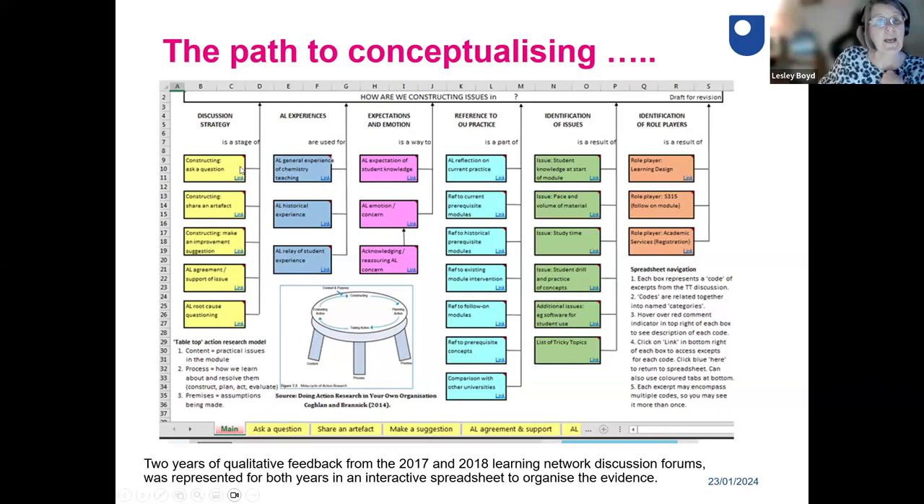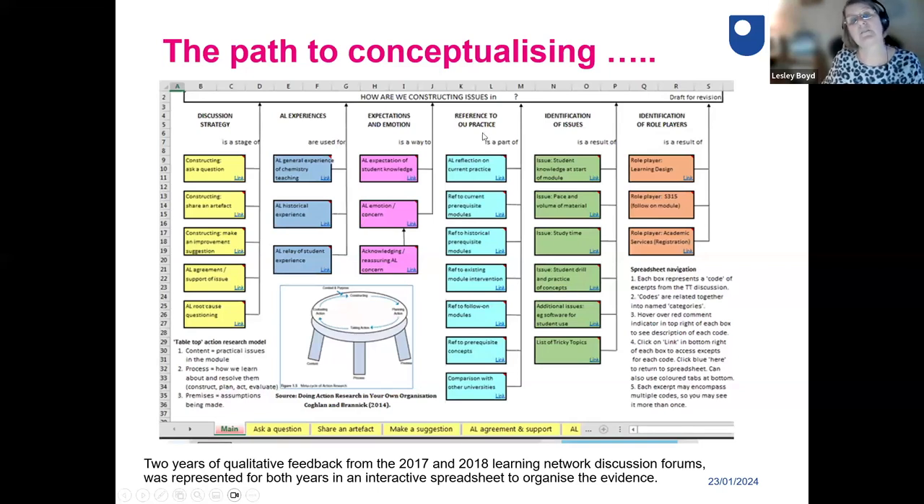And then I connect together or relate all of my codes into categories. So this is all about different discussion strategies that were going on in the dialogue between all the different stakeholders. And then I had another category about AL, that's associate lecturer or tutor in the OU. So this is tutor experiences. I had another category about expectations and emotion.